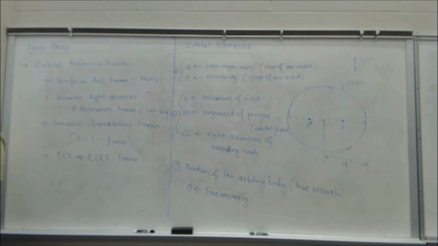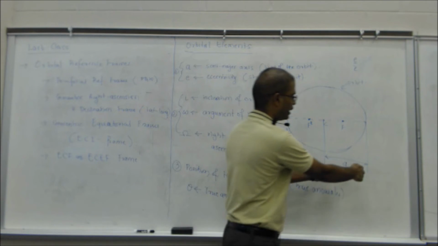A is half of this, the semi-major axis. This is the major axis. You see why this is a major axis, right? And this would be the minor axis, running from this point to here. Half of that would be the semi-minor axis. Half of this is the semi-major axis. So this is what we said was A.